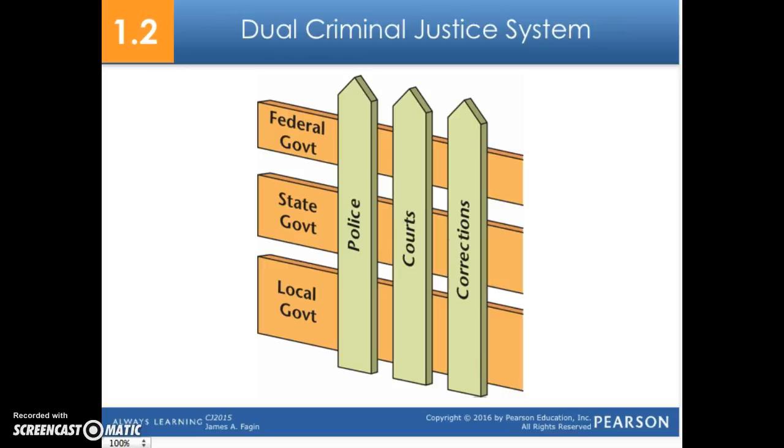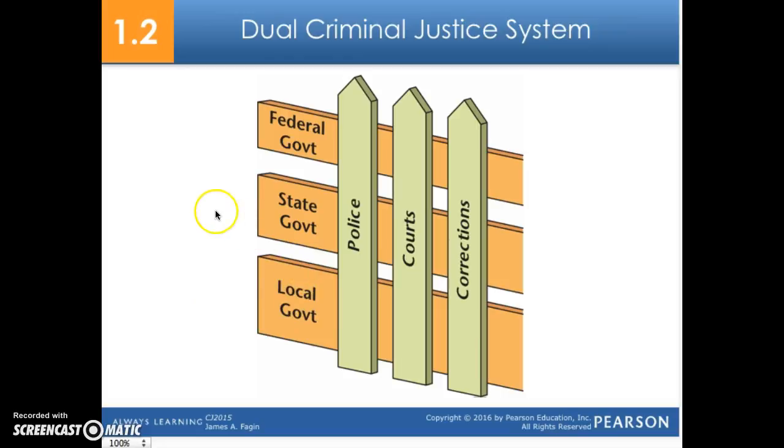The components are basically the same, the three components: police, courts, and corrections. So at the federal level, you have things like the FBI or the Secret Service. In the court system, you have the federal court system, and corrections, you have the Federal Bureau of Prisons. And at the state level, you have your local police and state police. You have your state courts and corrections, which is typically run by the state for your prisons, and then jails are run at the local government at the county level.